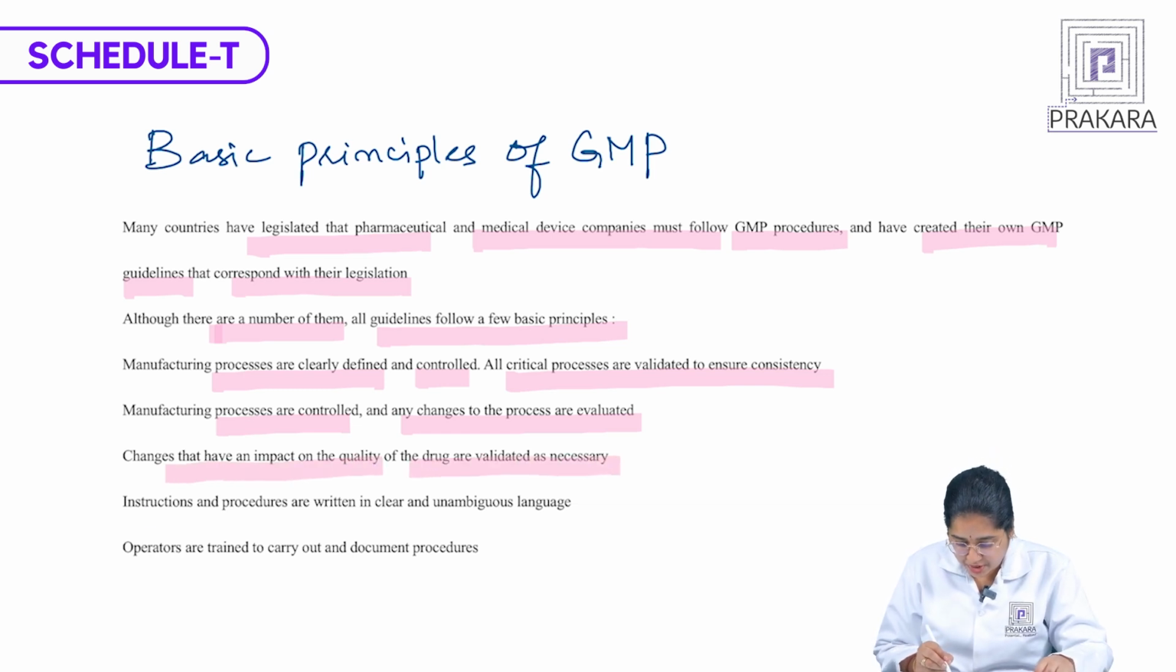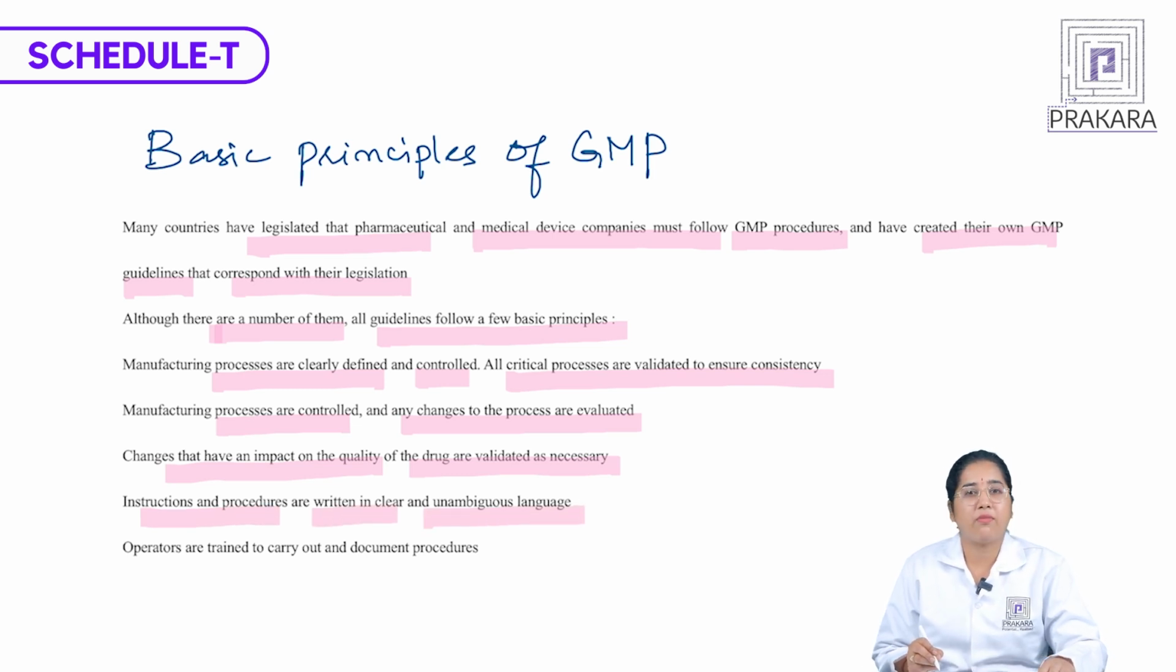And instructions and procedures are written in clear and unambiguous language. Definitely, as I have discussed before, instructions should be clearly mentioned, and operators are trained to carry out documented procedures. SOPs are very important for the development of any type of formulation.